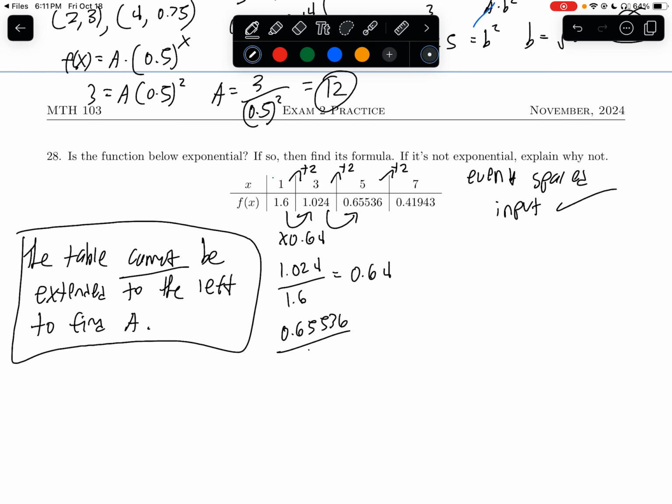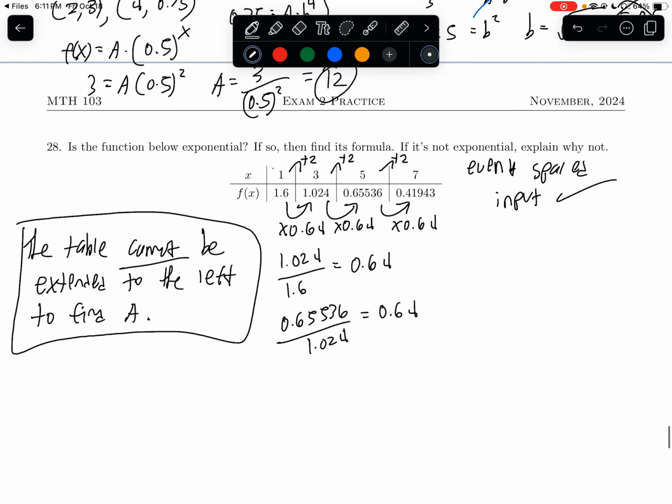65536 divided by 1.024. That also gives me 0.64. So I also put that here. And the other one works as well. This is also times 0.64. So these are the same ratio. So the function is exponential.